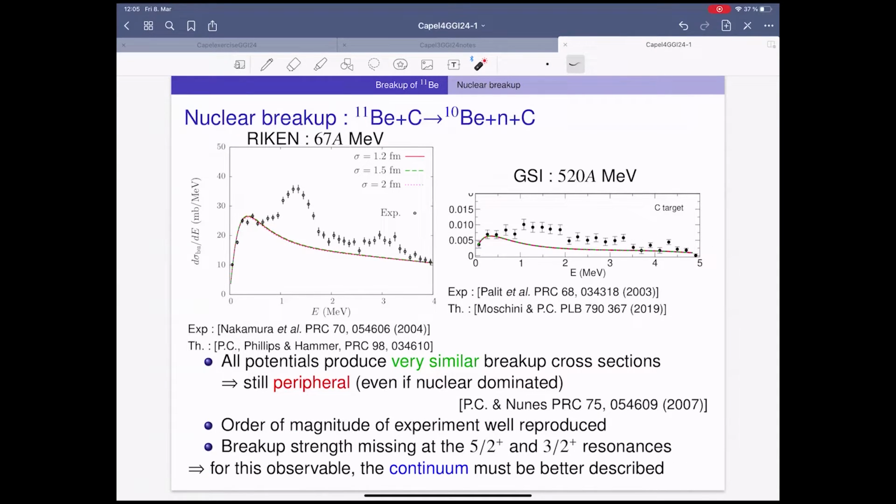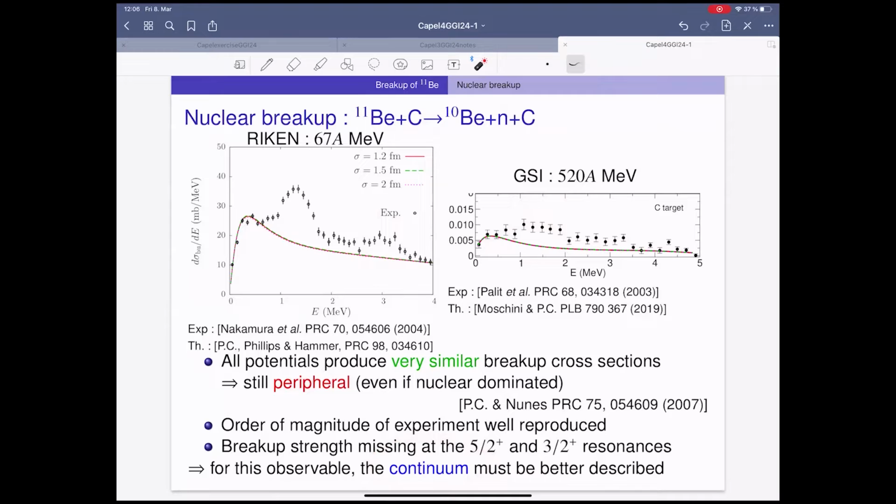We looked also, using the same description, at the nuclear breakup of beryllium-11 on carbon-12. And so we got the right magnitude of the cross-section, but something is missing. And that's because the resonance is in the D wave. So we missed something, and this bump also. And it's the same with the GSI data. It's less accurate than the RIKEN data. So you see a bump, but the bump is a bit crude in that case. And so you need to better constrain the continuum. So that's what we did.